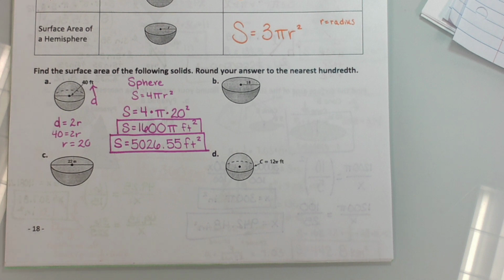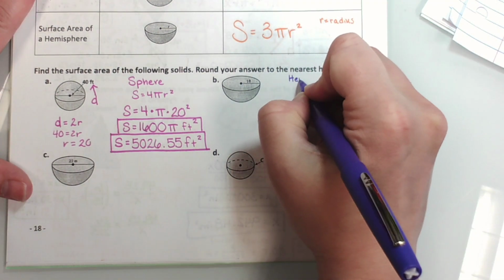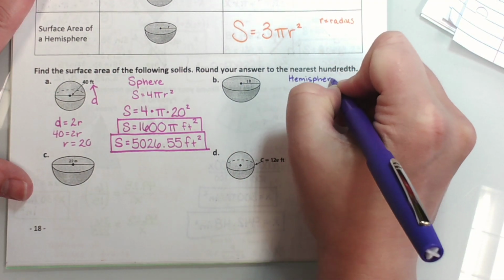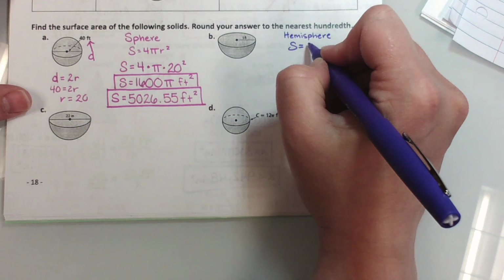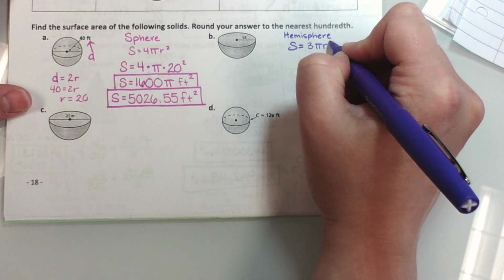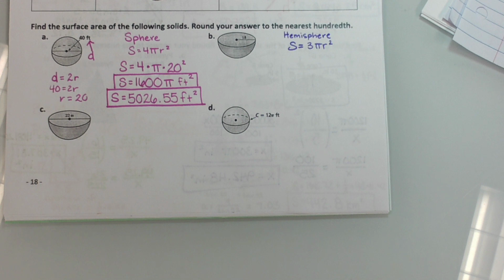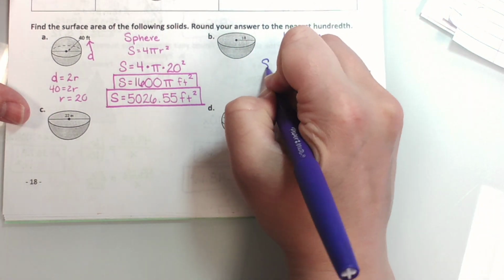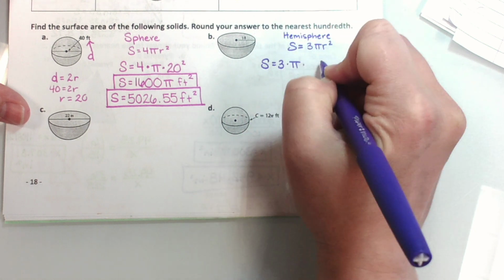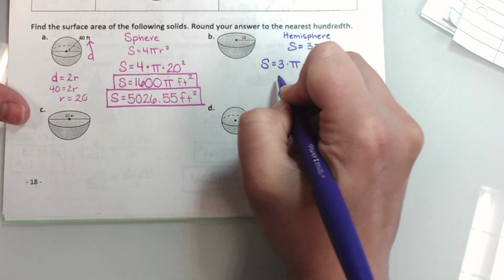Problem B. Sphere, hemisphere, or a different shape? Hemisphere. Meaning my surface area formula has what number on it? 3 pi r squared. I'll give you a hint, it's a surface area. Areas are squared. That formula's got a square. I'm saying that because eventually we're going to get to volume. Okay, do we know the radius? Yep. So, surface area is 3 times pi times 18 squared.